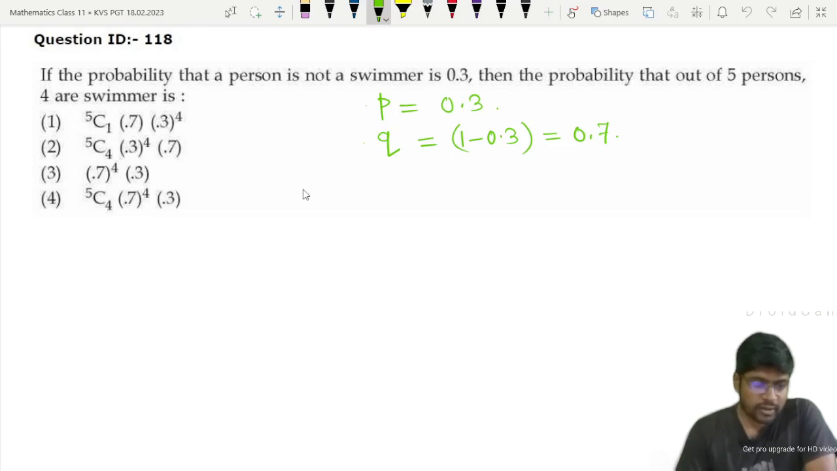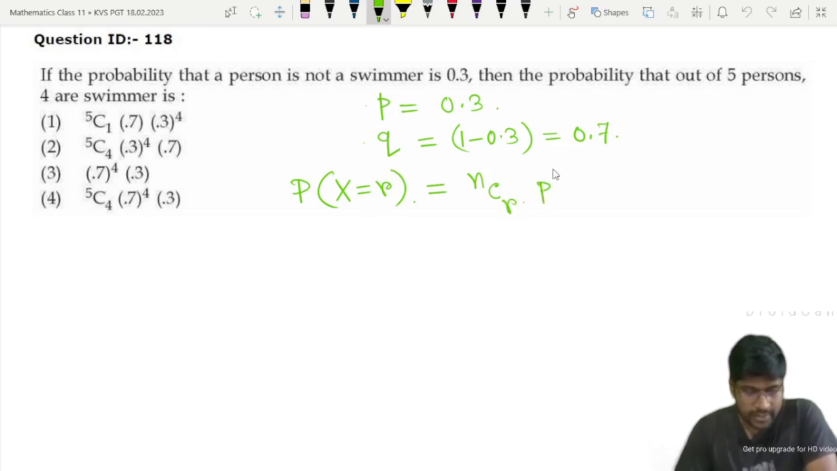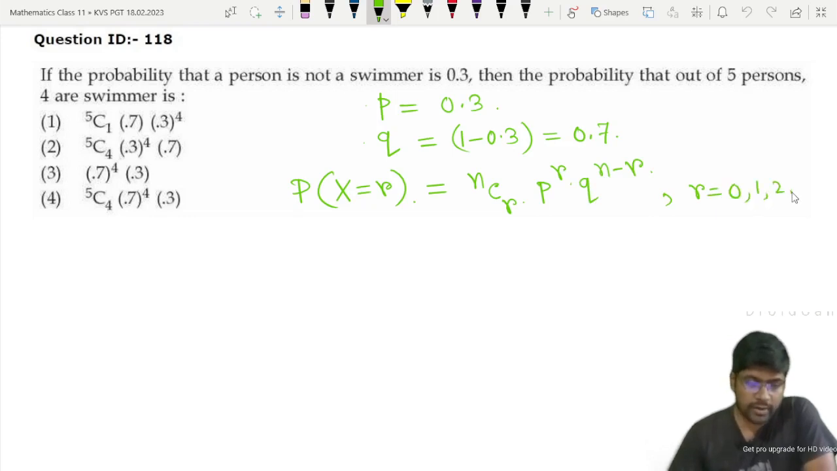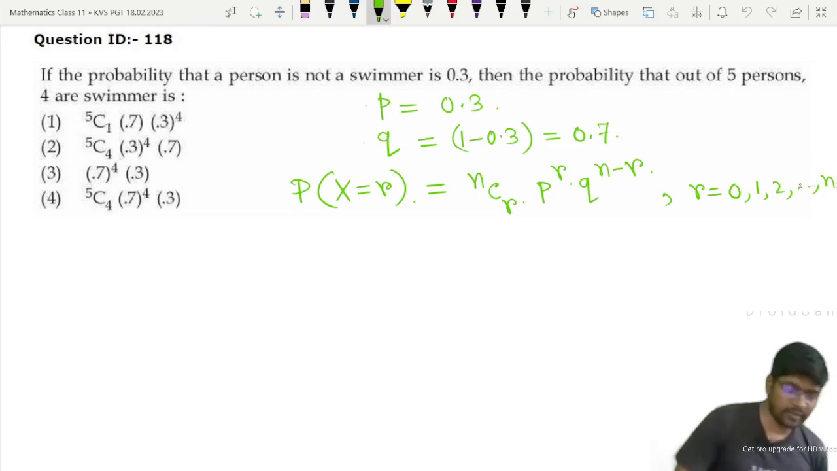Now what is the binomial distribution formula? P of X equal to R, where R is the number of successes, is equal to nCr into P to the power R into Q to the power n minus R. That is the formula. R is equal to 0, 1, 2, up to n. You can write up to n because n successes may be there.